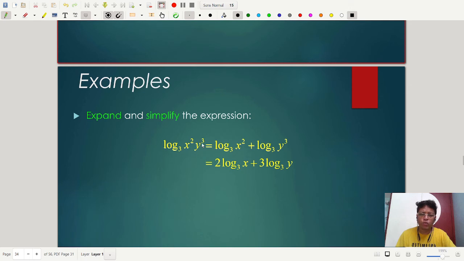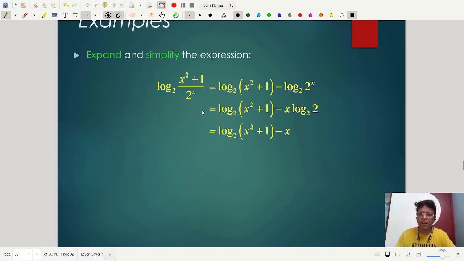Suppose log x square y cube base 3. It can be written as log x square base 3 plus log y cube base 3. So 2 log x plus 3 log y. Okay, that is how, changing using the base, using the laws of logarithm.